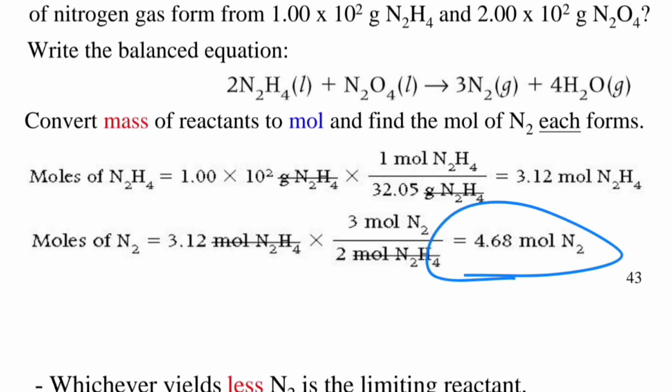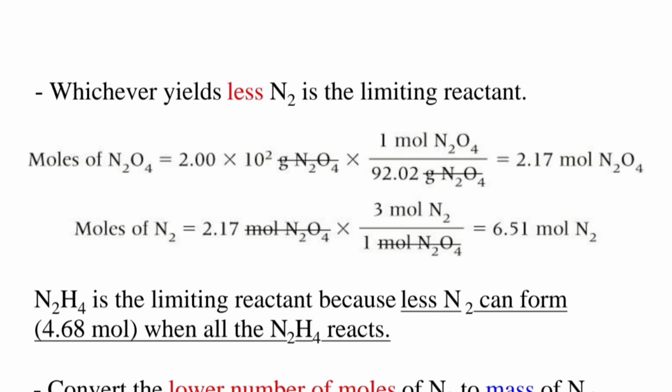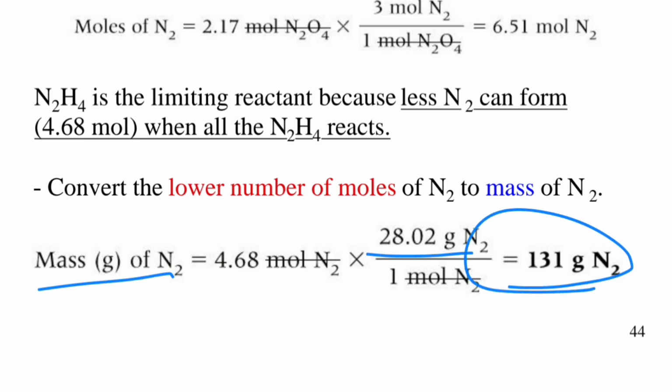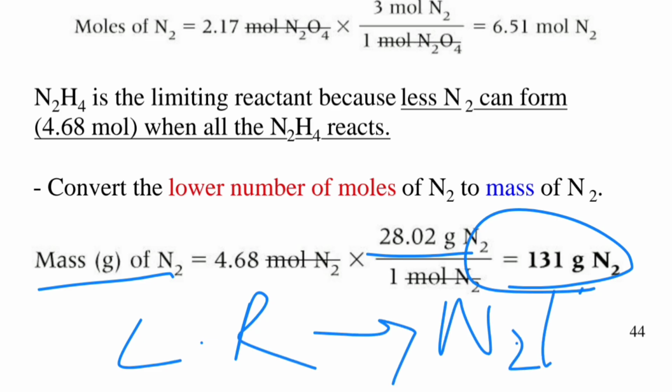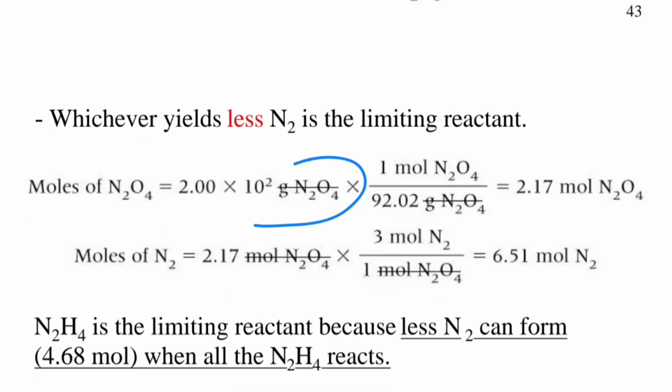According to the limiting reactant, 4.68 moles, we convert into mass by multiplying it by its molar mass. 4.68 times 28, we will get 131 grams of nitrogen. The limiting reactant is N2H4, and the excess reactant is dinitrogen tetroxide. N2O4 is the excess reactant.